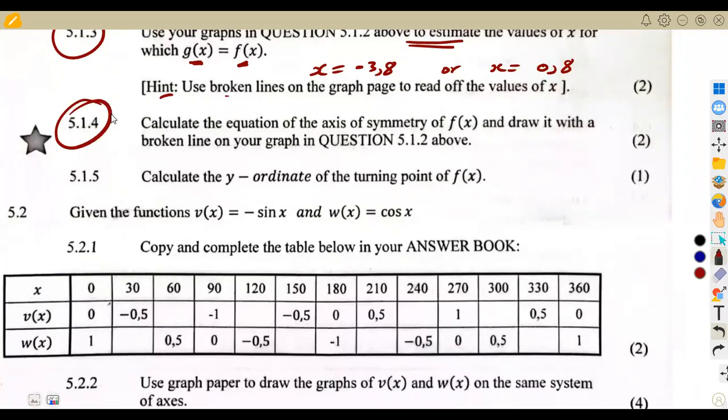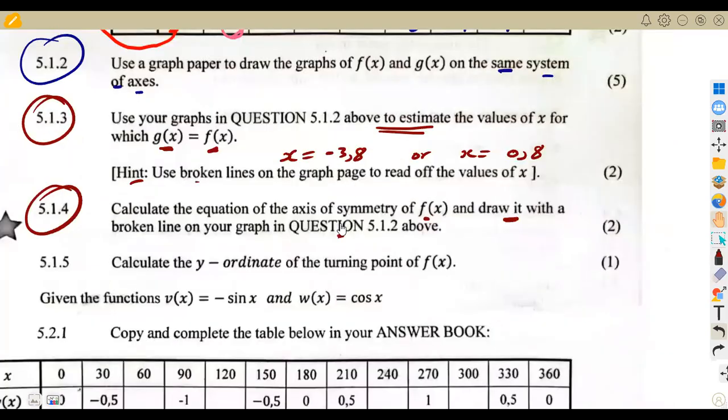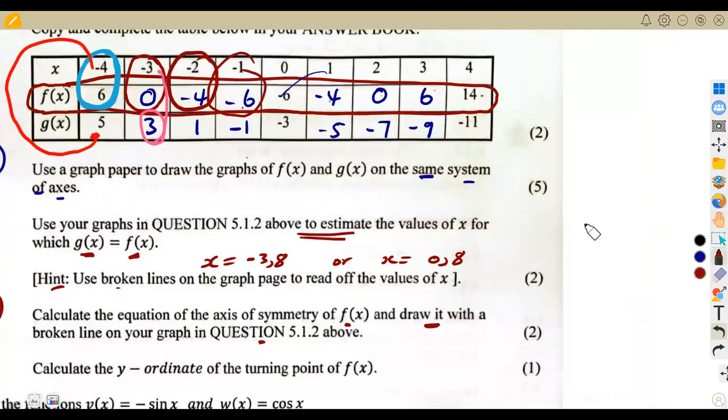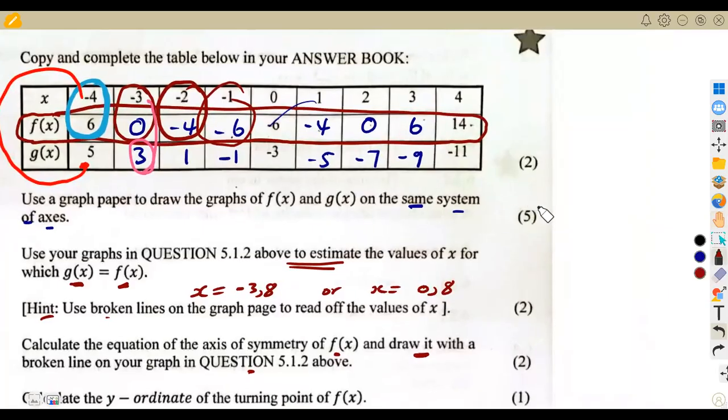Then 5.14, calculate the equation of the axis of symmetry of f(x) and draw it with a broken line on your graph in question 5.12 above. All right. So remember the equation of the axis of symmetry is also given on our formula sheet, which is given as x is equal to minus b over 2a. So that is the equation of the axis of symmetry in this case, all right? So 5.14, x is equal to minus b over 2a.